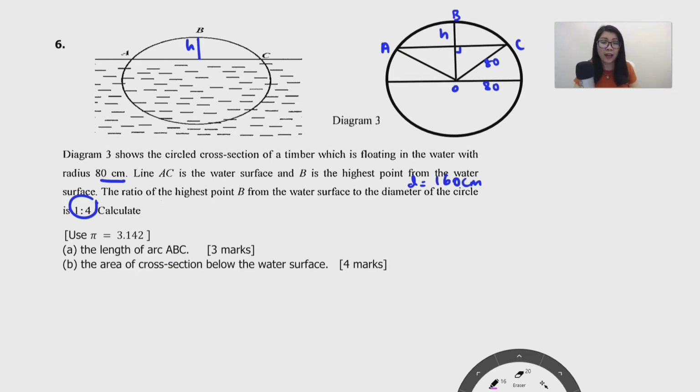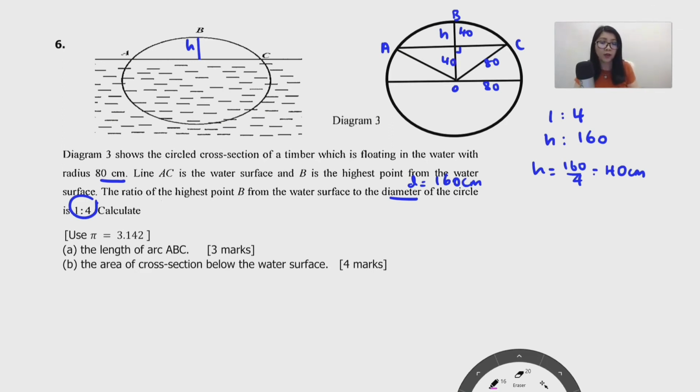So I need to find what is my H. They give us a ratio which is 1 to 4, so let's say this is H, to the diameter of the circle, 160. So H will be 160 divided by 4, which is 40 cm. Which means this is 40. So if this is 40, therefore this is also 40 because the radius is 80.